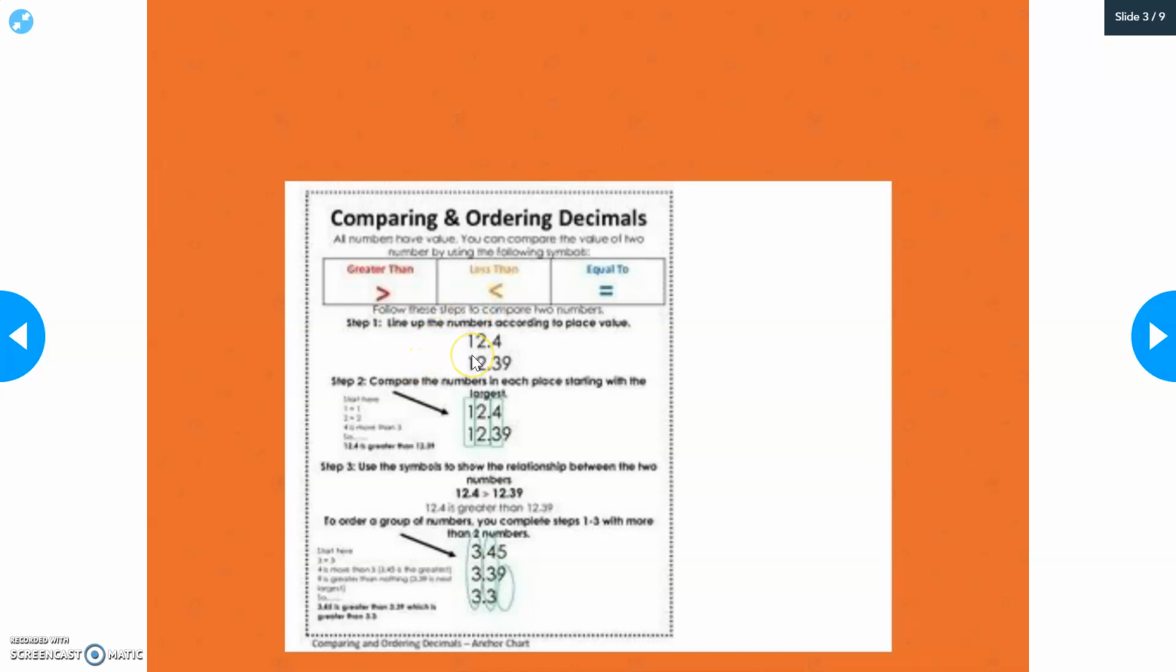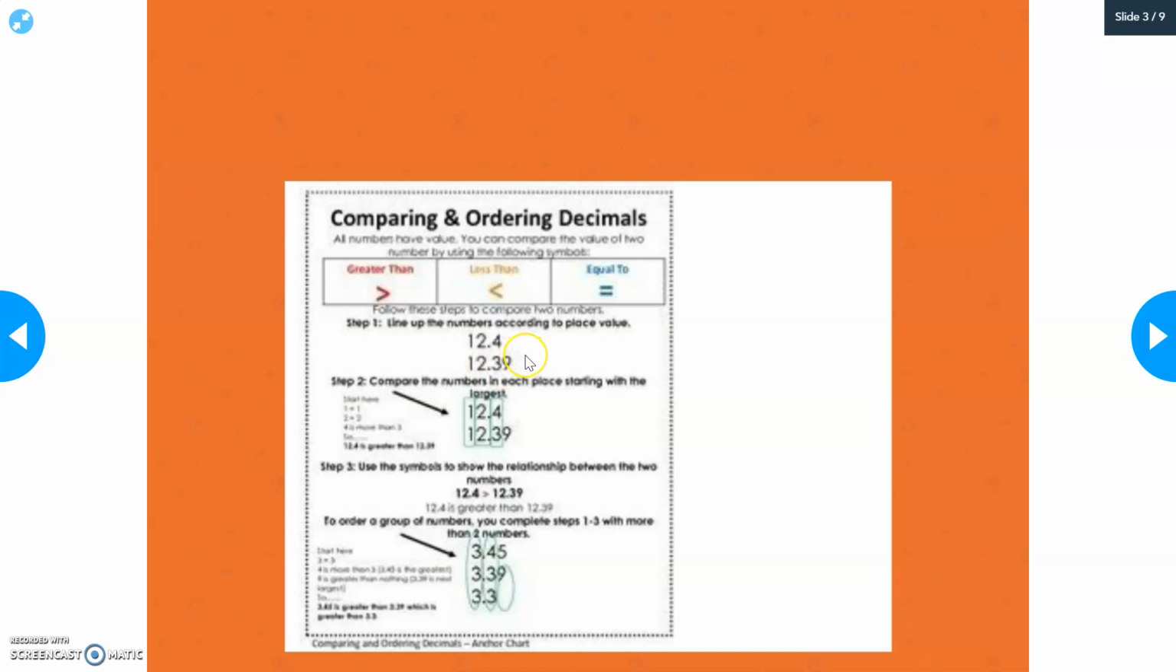Now, before, I told you that you can use visual models to help you compare decimals. I stated that you can use tenth and hundredth grids. You can also use number lines. You can also use place value to help you compare decimals. So let's look at these two decimals that we have. We have 12 and 4/10, and we have 12 and 39/100.